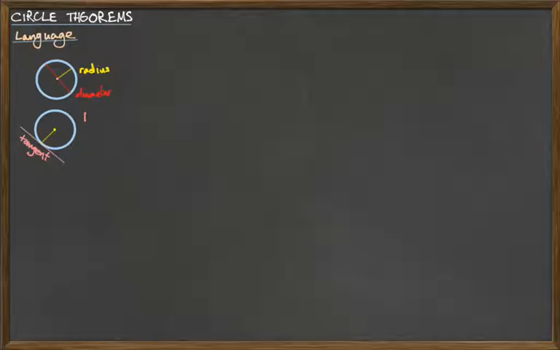And this, we know, meets the radius at 90 degrees. So the tangent always meets the radius at 90 degrees. Next, if we put 2 points on a circumference and draw a line between them, that line is called a chord. Okay?